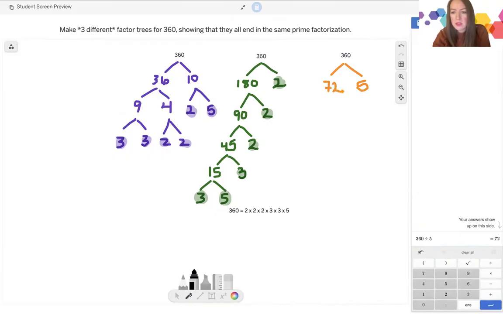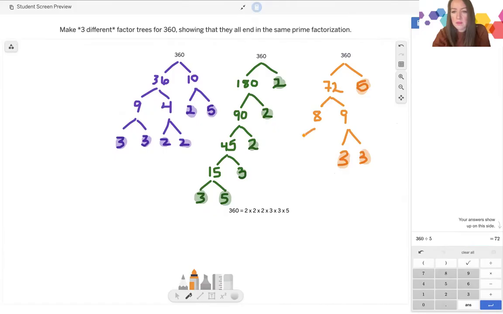5 times 72 is 360. Okay, 72. Do I know two things that multiply to 72? I think I do. 8 and 9. Oh, and I can highlight my 5 because that is prime. Okay, 9 is 3 and 3. Those are highlightable. Those are prime numbers.